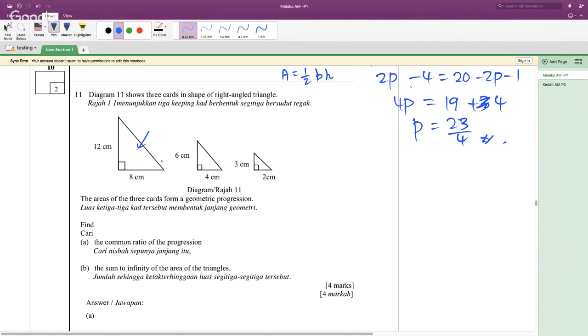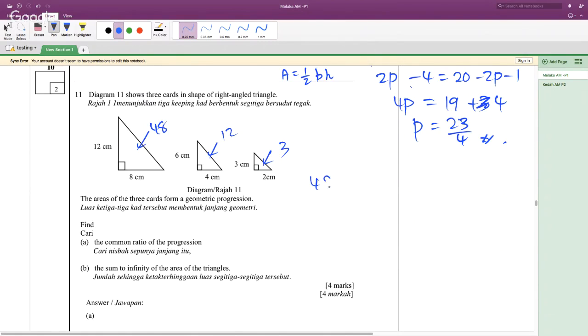So in this case, it's just half multiplied by 12 is 6. 6 times this one, the area is 48. So this one is 3 times 4, 3 times 4 is 12. This one is just 2, 3. Okay, so this is how I get all the areas using the area formula.